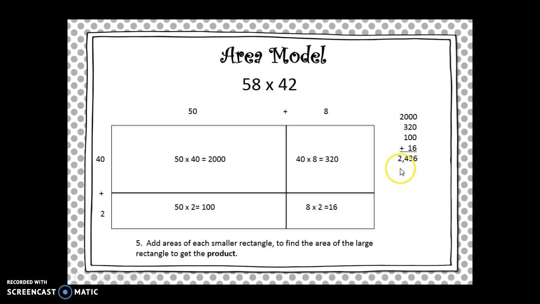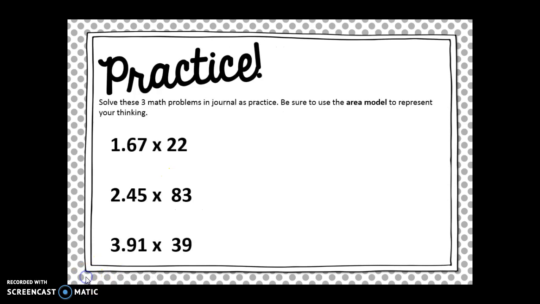You will see that I have 2,436 as my answer. So 58 times 42 is equal to 2,436. Now that I have walked you through one, I want you to practice with these 3 examples. You can always go back and look at my examples to see how I solved each section of my rectangle.